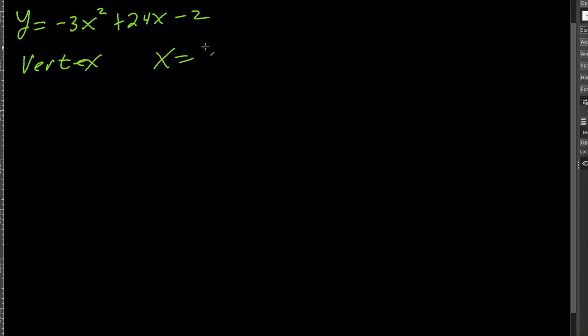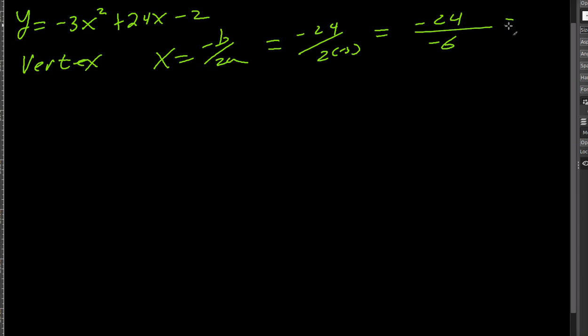Okay, let's look at a function like y equals negative 3x squared plus 24x minus 2. If I want to know the vertex, well, x equals negative b over 2a, so negative 24 over 2 times negative 3, negative 24 over negative 6. Well, that's simply 4. Okay, so now I know the h value, but what is k equal to?